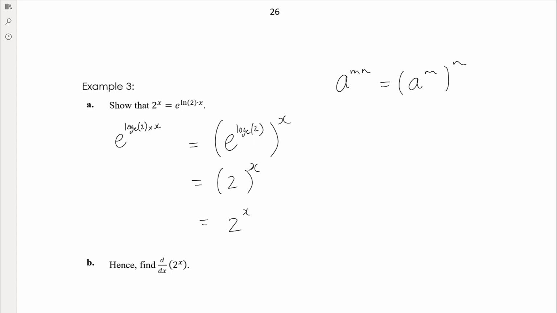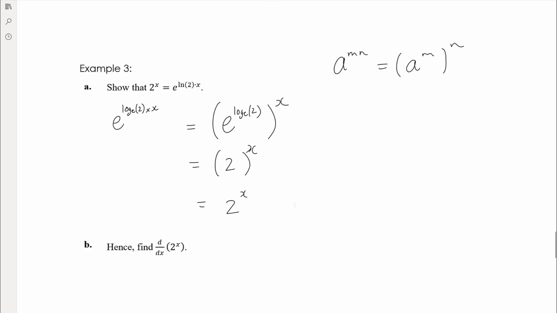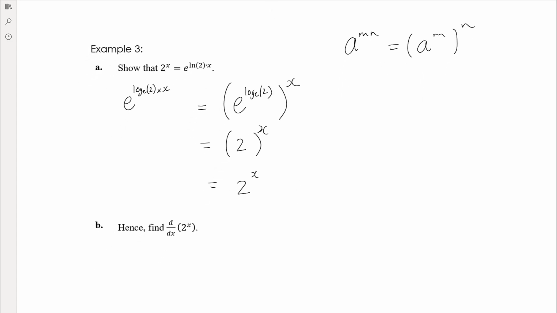Alright, so we've shown that that's true. And so hence, find the derivative of 2 to the power of x. Hence means you must use part A. If it says hence or otherwise, it's a hint. You could use part A, but if you want to do it another way, that's okay. But if it says hence, you have to use what you've done in part A.